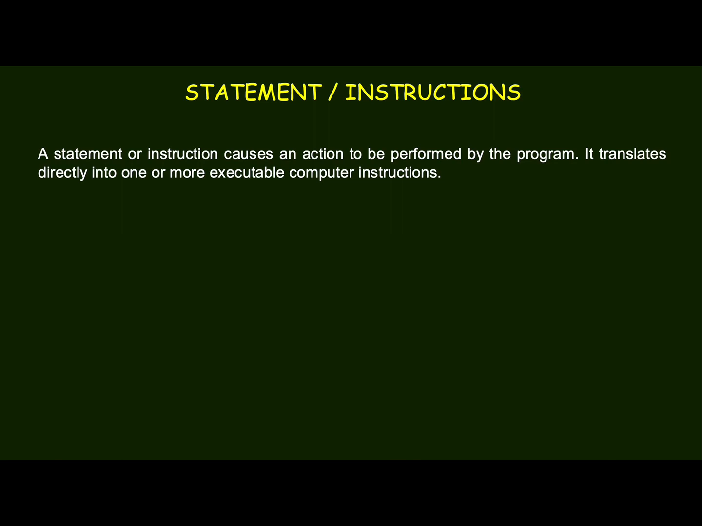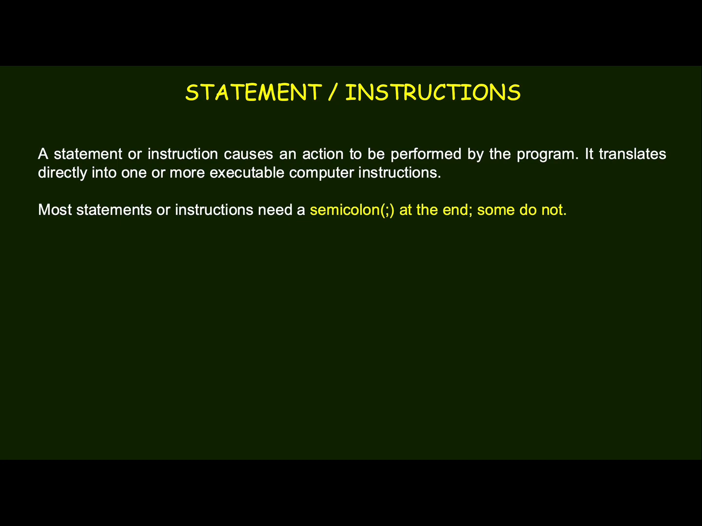It translates directly into one or more executable computer instructions. So what you code in the program is an instruction or a statement to tell the program to do this and to do that for me. Most statements or instructions need a semicolon at the end, and some do not.